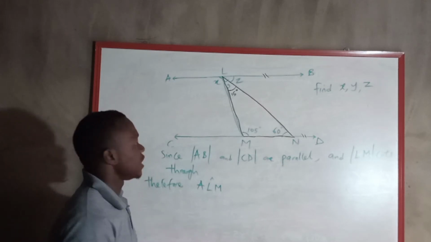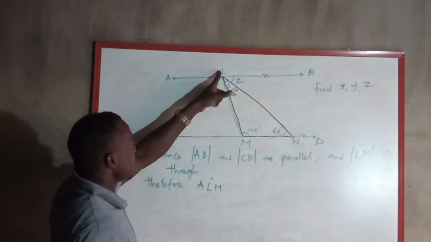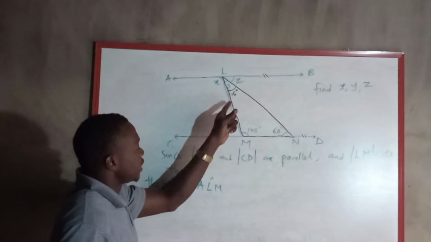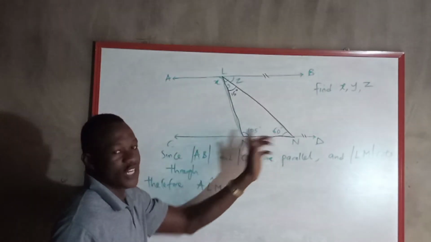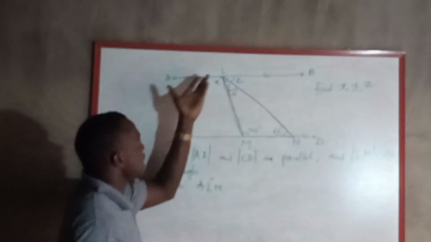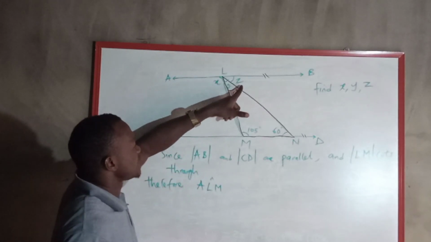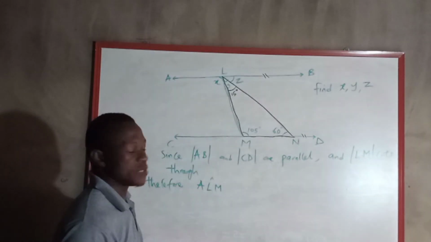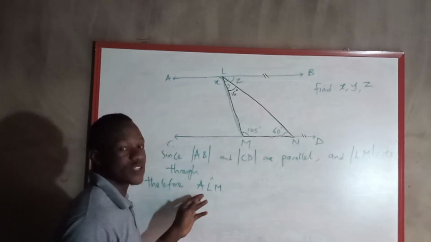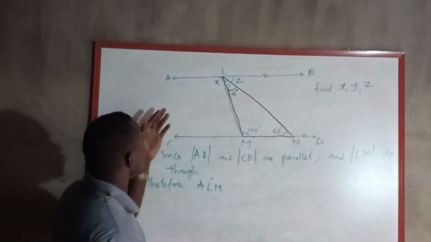Now, how do I get ALM? I'm considering angle L, but I cannot say angle L alone because I've already used it in that particular triangle. So I have to tell the person where the L I'm considering is. X is angle L, Y is angle L, Z is angle L. But which one are you talking about? That is why we have to put the other 2 points of the triangle.